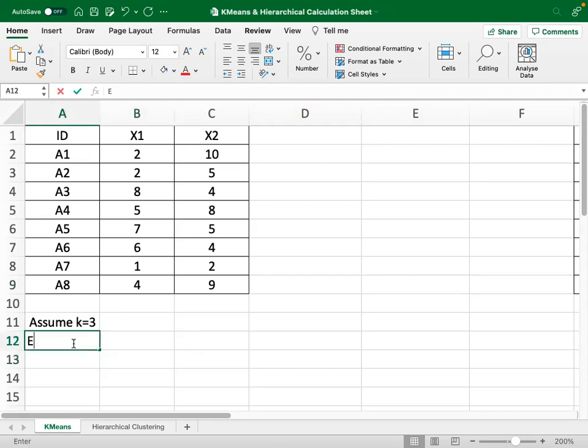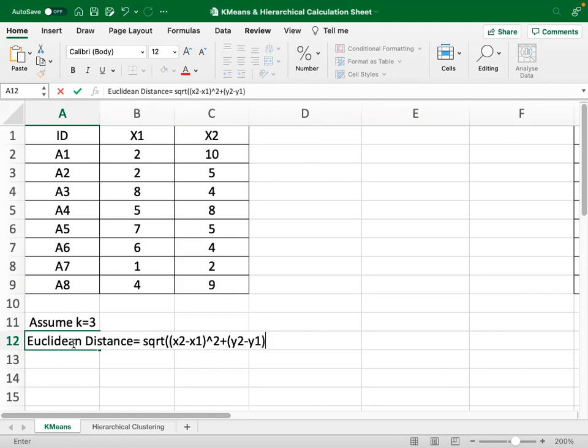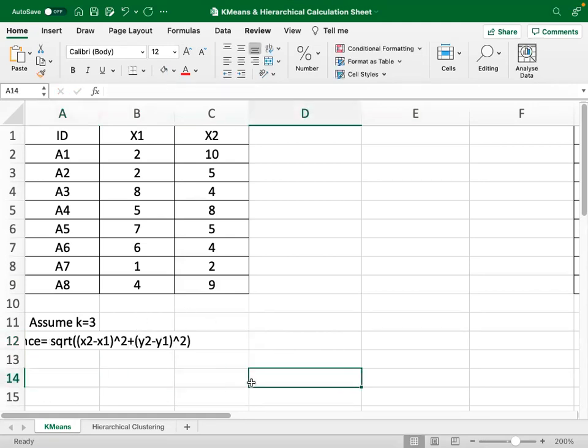And the distance we are going to use is Euclidean distance. What is the formula? Square root of x2 minus x1 to the power of 2 plus y2 minus y1 to the power of 2. Right? Euclidean distance we are going to use.